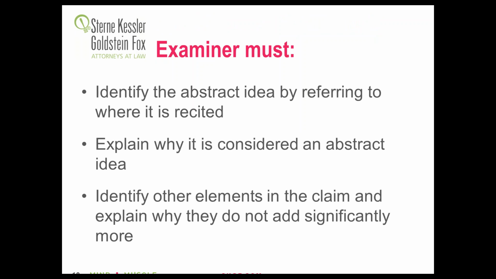So what does the examiner have to do in order to meet their prima facie burden in issuing a 101 rejection? Well, first off, when dealing with an abstract idea, they have to identify that abstract idea by referring to where in the claim it is recited. So they need to pinpoint in the claim, okay, you recited a mathematical concept and nothing more than that. Here it is in the claim. Here's the feature that recites it. And the examiner actually has to provide an explanation on the record as to why that's considered to be an abstract idea. The examiner also needs to identify what's left in the claim, the other elements of the claim, and, as part 2 of the test, identify why they do not add significantly more.